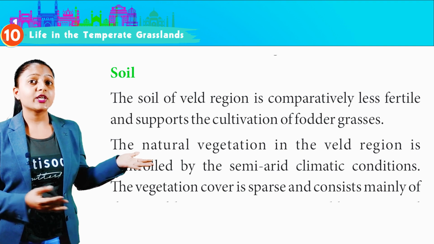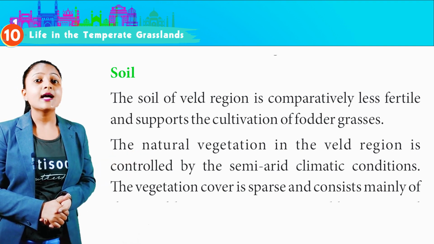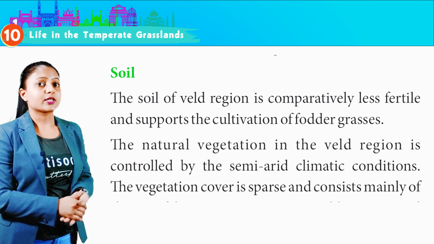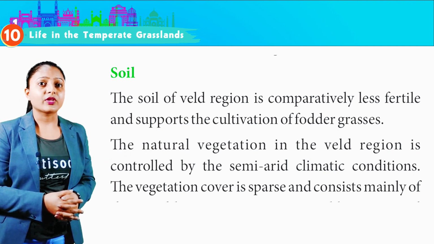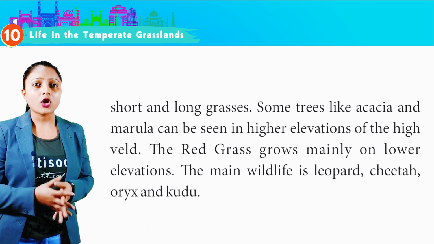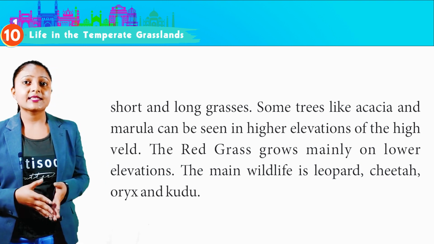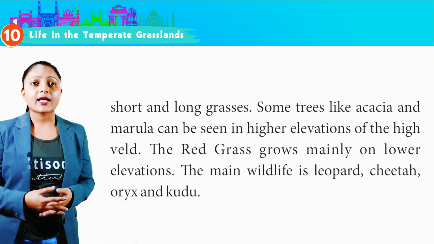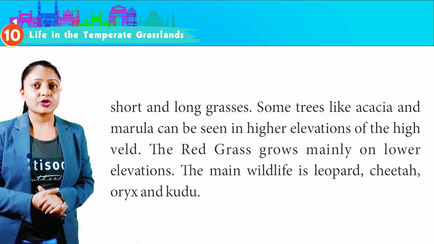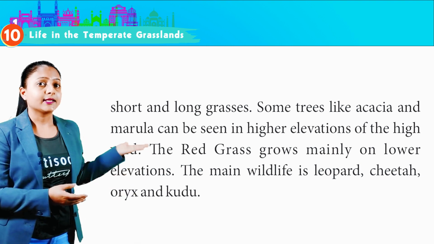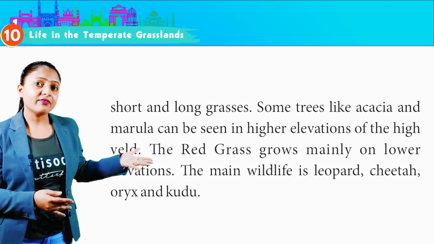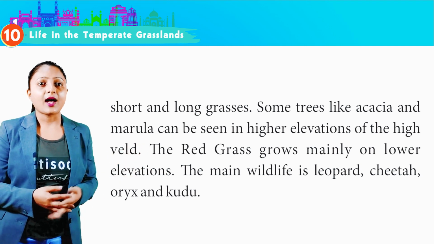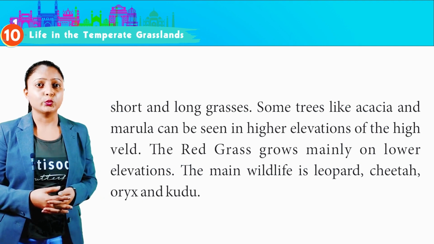The natural vegetation in the Veld region is controlled by the semi-arid climatic conditions. The vegetation cover is sparse and consists mainly of short and long grasses. Some trees like acacia and marula can be seen in higher elevation of the High Veld. The red grass grows mainly on lower elevations. The main wildlife is leopard, cheetah, oryx and kudu.